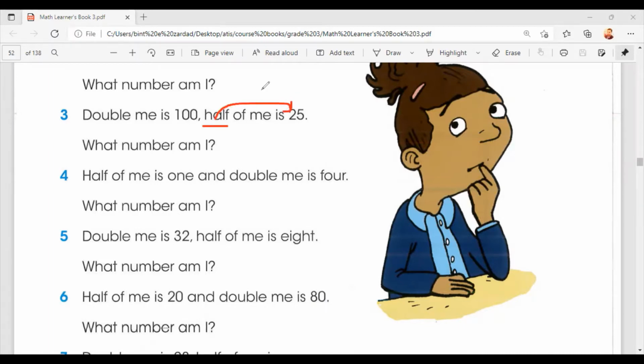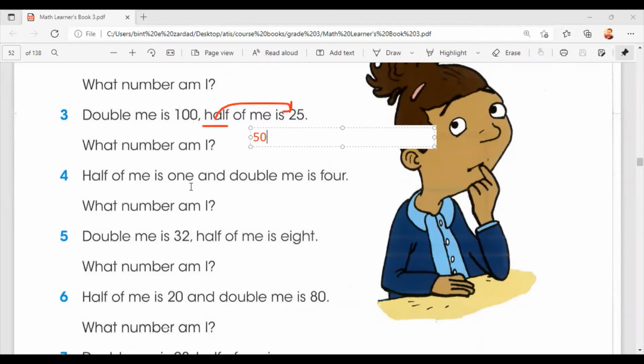So 25 plus 25 equals 50. So when you are writing it, we can check our answer. Is it correct? Double me is 100. Obviously 50 doubled is 100, and half of 50 is 25.